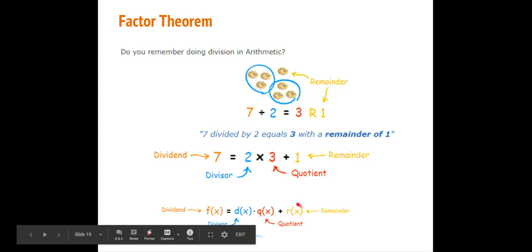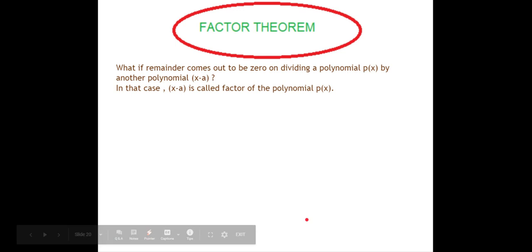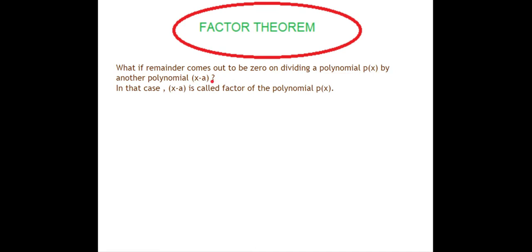Now, let us consider a special case when this r(x) happens to be 0. What if the remainder comes out to be 0 on dividing a polynomial p(x) by another polynomial x minus a? In that case, x minus a is called a factor of the polynomial. Now, how do you take out the remainder while dividing a polynomial by another polynomial? We have the remainder theorem already with us.